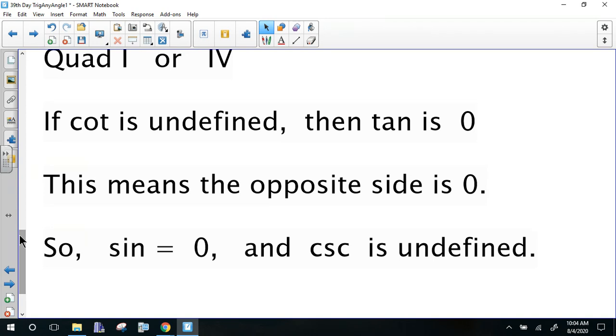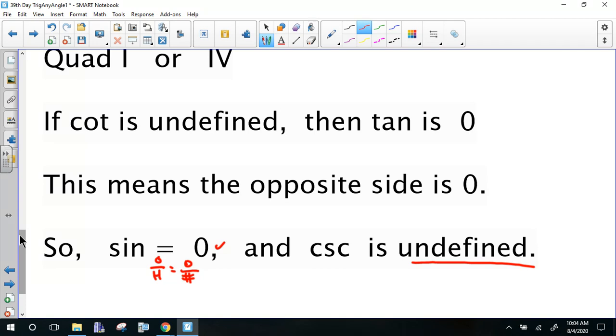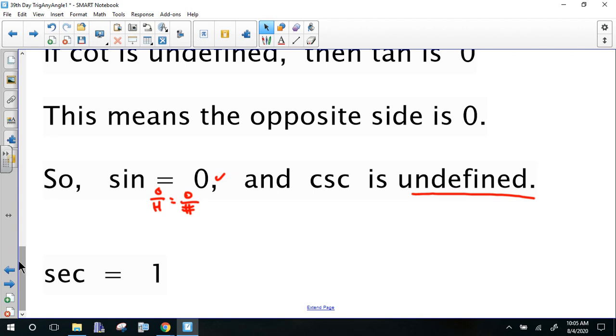So therefore, if the opposite side is 0, that means sine is going to be 0 because that's opposite over hypotenuse. That's 0 over some number. That's 0. Cosecant would have to be the reciprocal. It's undefined. Secant would have to be 1 because secant is the reciprocal of cosine, so adjacent over hypotenuse, we flip it, we get hypotenuse over adjacent. They both have to be the same.